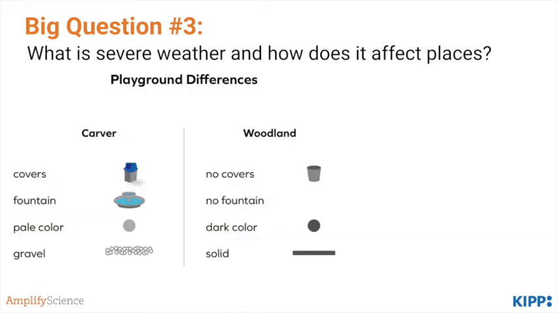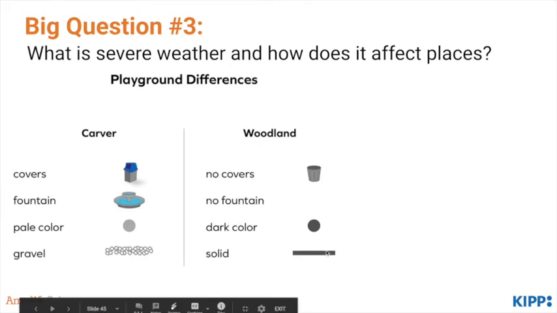First, students look at the differences between the two playgrounds to determine what variables or factors could be causing one playground to flood and the other to not flood. They note that Carver's playground trash cans are covered, whereas Woodland's are not. Carver has a fountain, whereas Woodland does not. Carver has a pale colored ground, whereas Woodland is a dark color. And Carver's has gravel, whereas Woodland has a solid ground.